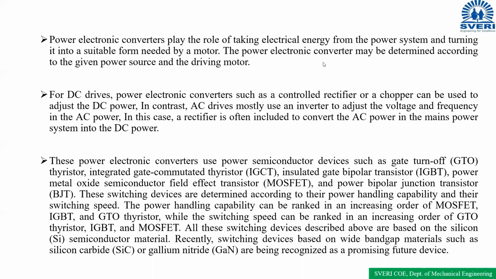That's why the power electronic converter plays an important role in electric vehicles. Clear? For DC drives, power electronic converters such as controlled rectifiers or choppers can be used to adjust the DC power. In contrast, AC drives mostly use inverter technology.